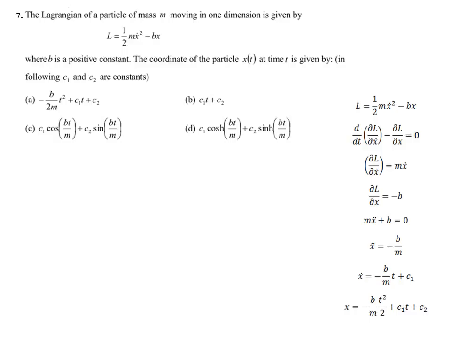Question number 7. The Lagrangian of a particle of mass m moving in one dimension is given by L = 1/2 m x dot^2 - bx, where b is a positive quantity. You are asked to find x. So since the Lagrangian is given, we can find the equation of motion by Lagrange's equation of motion, and we get m x double dot + b = 0. Integrating twice, we get x = -(b/m) t^2/2 + c1 t + c2.